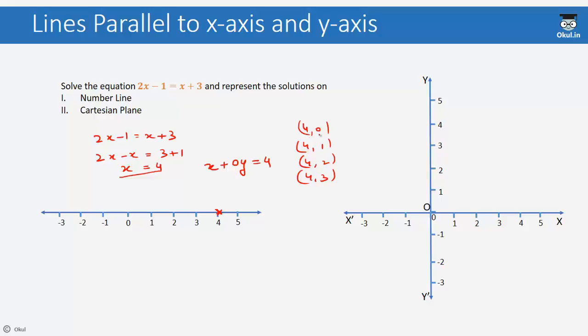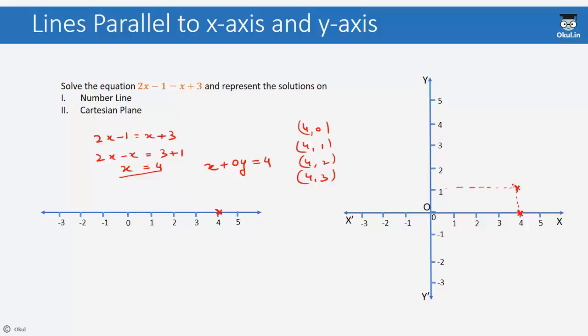So let's plot these points on the Cartesian plane. First point (4, 0). That is 4 units along the positive x-axis and 0 units along positive y-axis. This will be the location of our point 1. Now point (4, 1), that is 4 units along positive x-axis and 1 unit along positive y-axis. So this will be the location of our point.